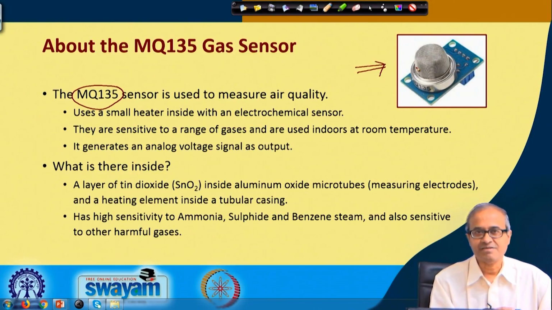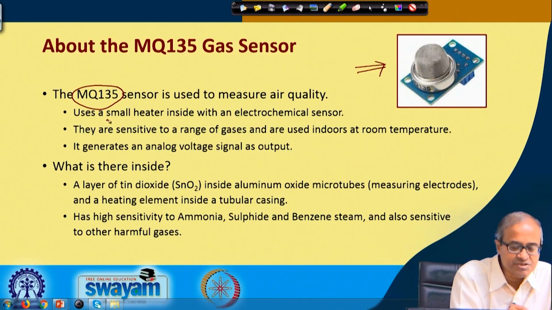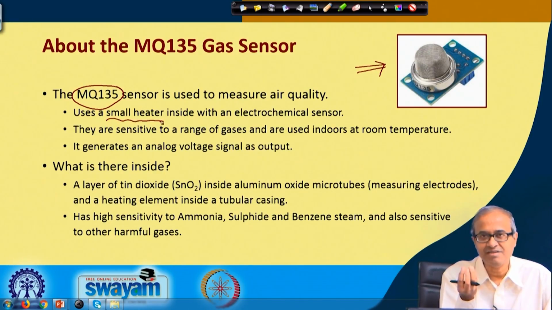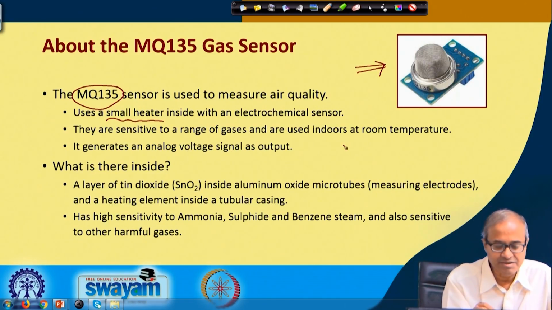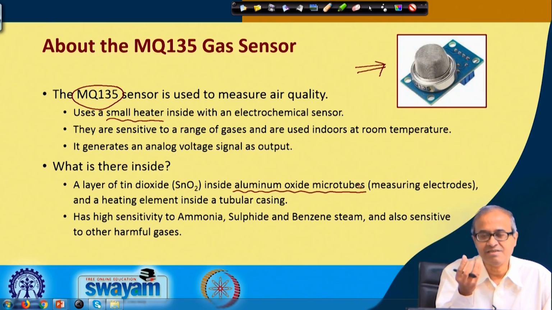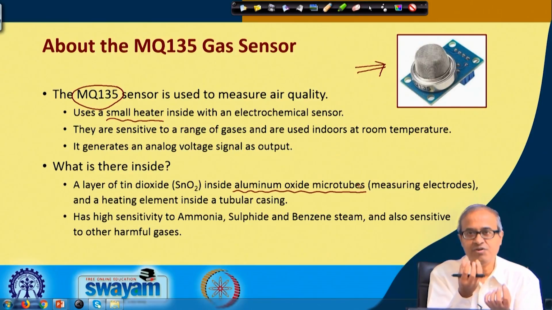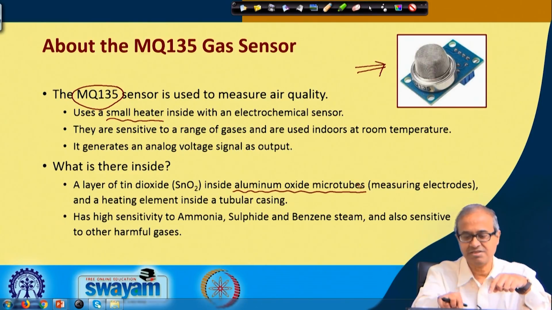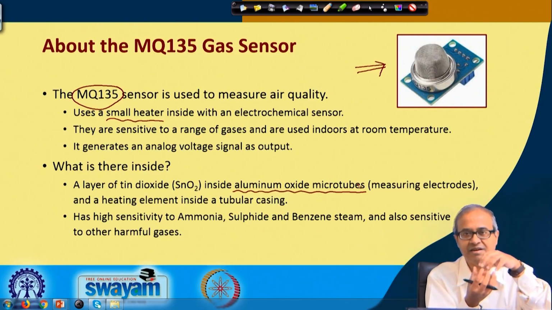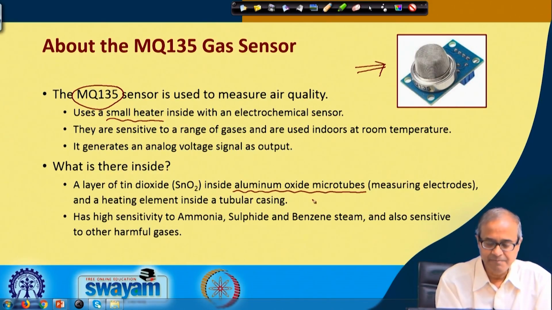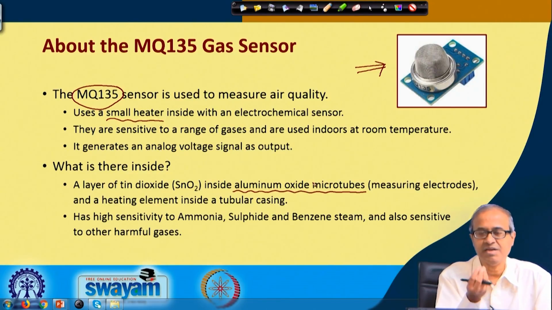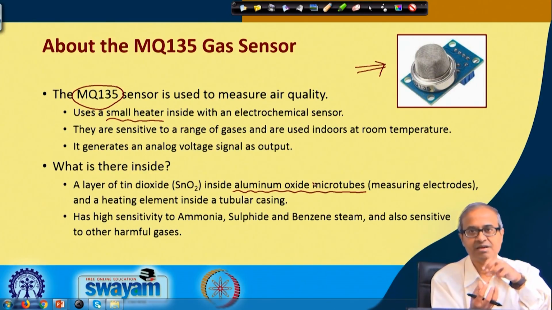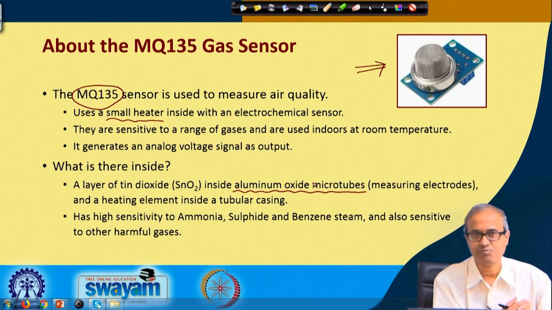Now, internally there are a lot of things inside this. Although it is very small in size, there is a very small electric heater which heats up the material inside, and there are some so called aluminum oxide microtubes, very thin tubes inside it, and there is a heater coil in the middle. So, when it heats up, the smoke that enters through this graded surface will react with those tubes. The material which is there inside, there is also a thin layer of tin dioxide which is put inside these microtubes, and this tin dioxide acts as the main sensor.